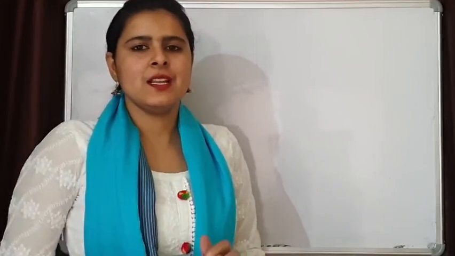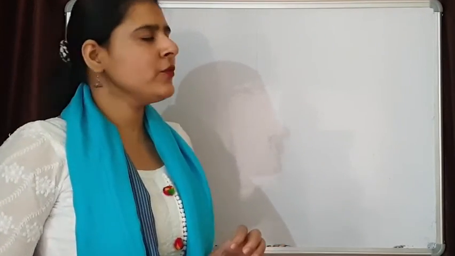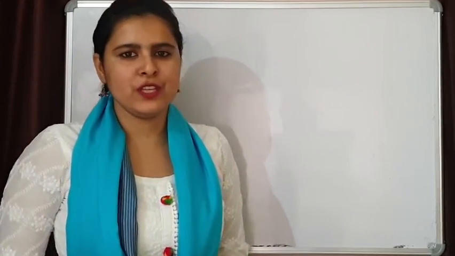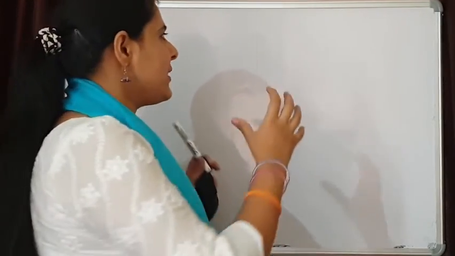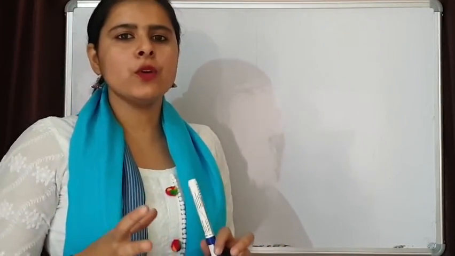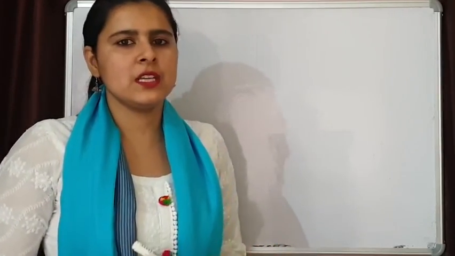Good morning students. Last time we started our second unit, genetics and evolution, and we were discussing our first chapter, principles of inheritance and variations. I remember last time I was talking about the law of segregation, and I told you that I'll discuss another example to explain the law of segregation.